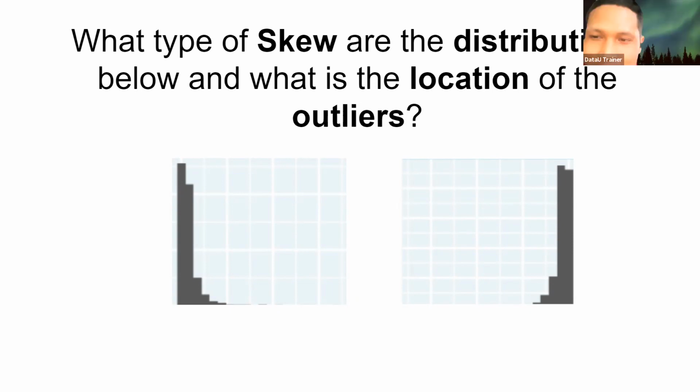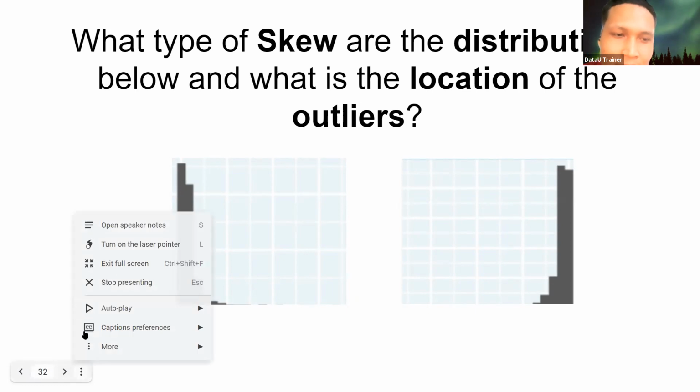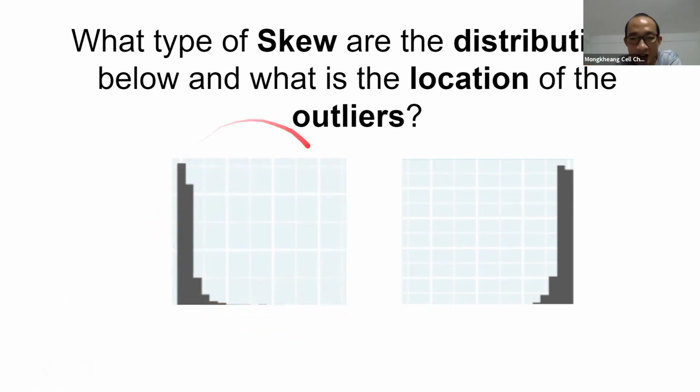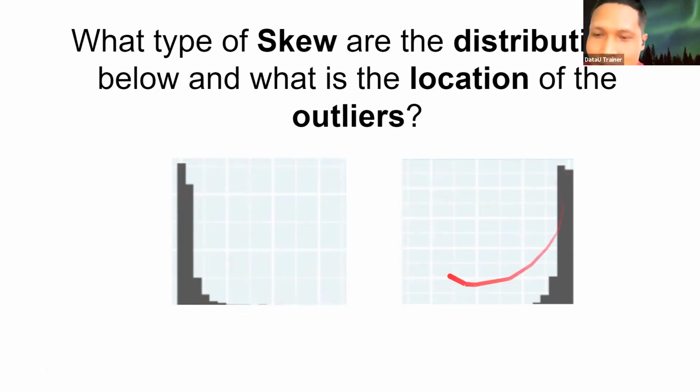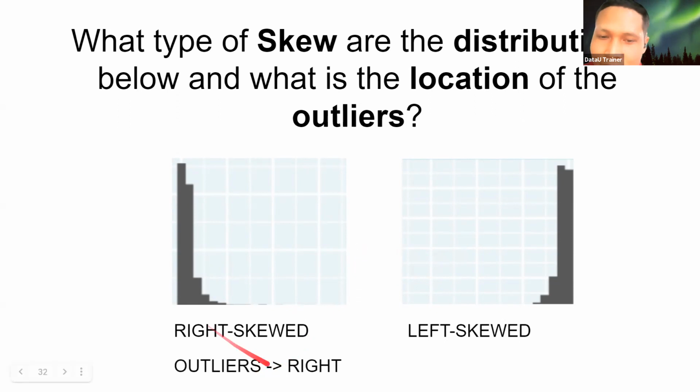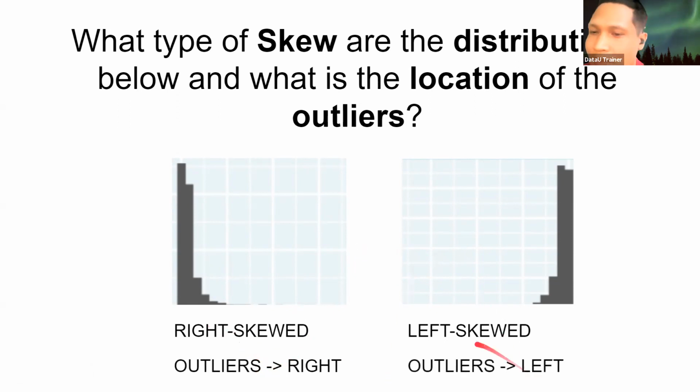Okay. And so for this one here on the left, where are the outliers located? Yeah, the outliers are on the right. Okay, on the right, and this would be on the left. Okay, let's check it out. So this one is right skewed, and we have a left skewed. And we have our outliers on the right as well, and outliers on the left as well.